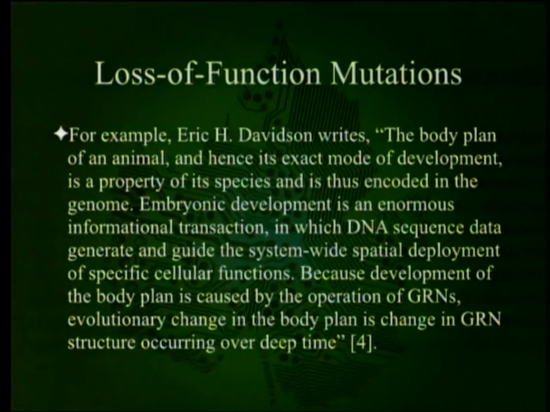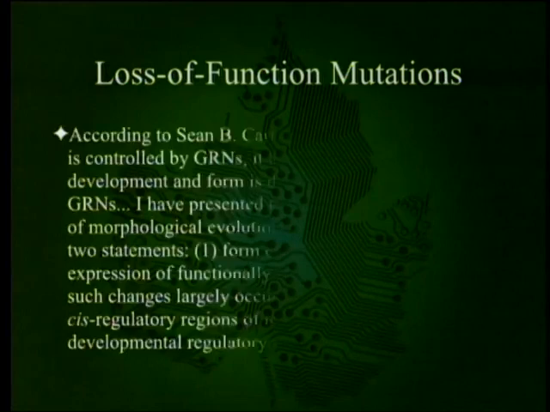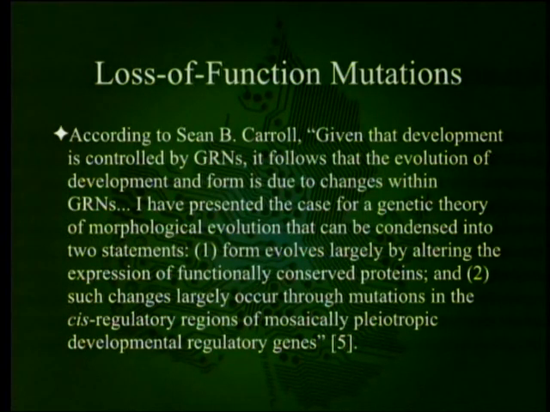For example, Eric Davidson writes, "The body plan of an animal, and hence its exact mode of development, is a property of its species and thus encoded in the genome. Embryonic development is an enormous informational transaction in which DNA sequence data generate and guide the system-wide spatial deployment of specific cellular functions. Because development of the body plan is caused by the operation of genetic regulatory networks, evolutionary change in the body plan is change in GRN structure occurring over deep time." According to Sean B. Carroll, given that development is controlled by GRNs, it follows that the evolution of development and form is due to change within GRNs. By the way, those ellipses are Wells's, not Sean Carroll's.